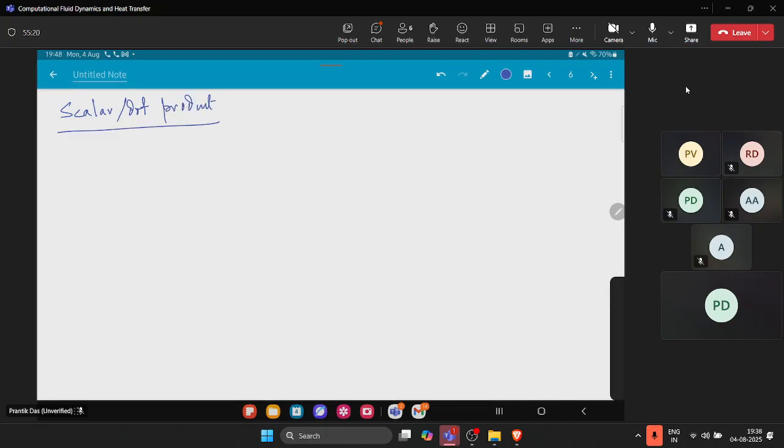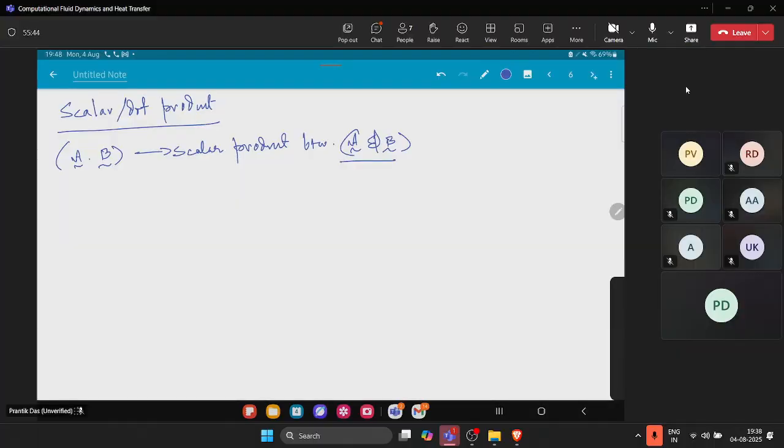So how does it function? A dot B, which is called the scalar product between A vector and B vector. Okay. So A dot B is equal to magnitude of A, magnitude of B cos theta.